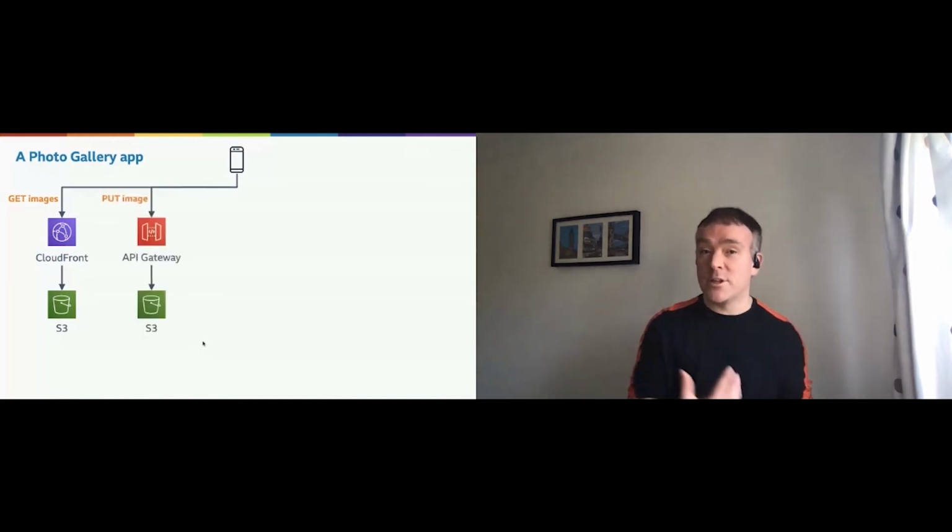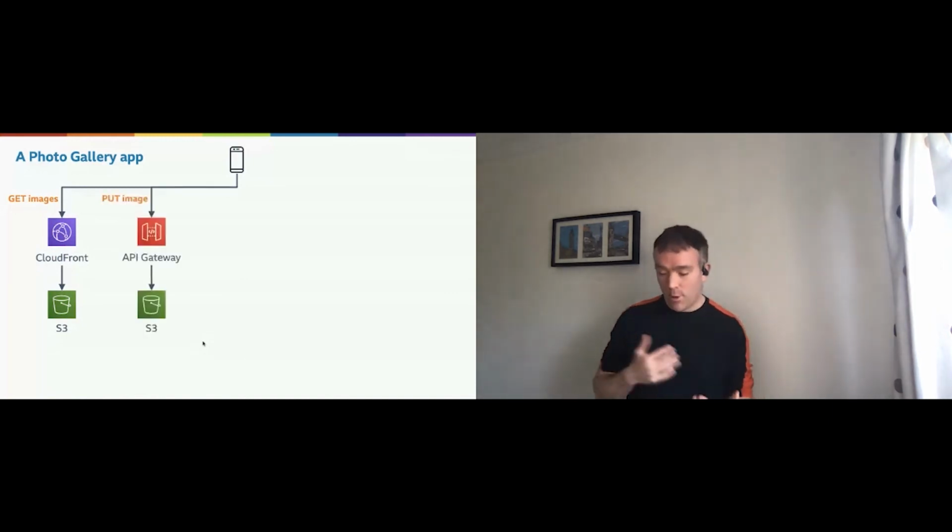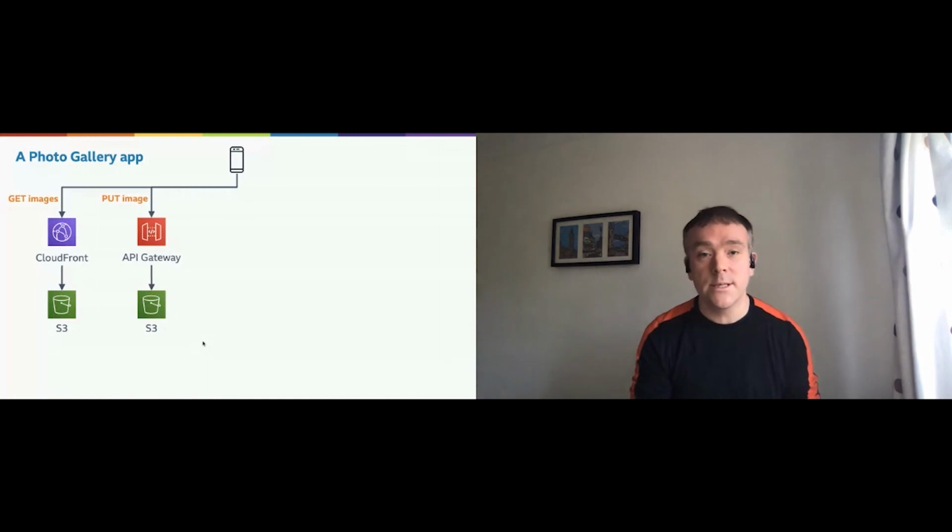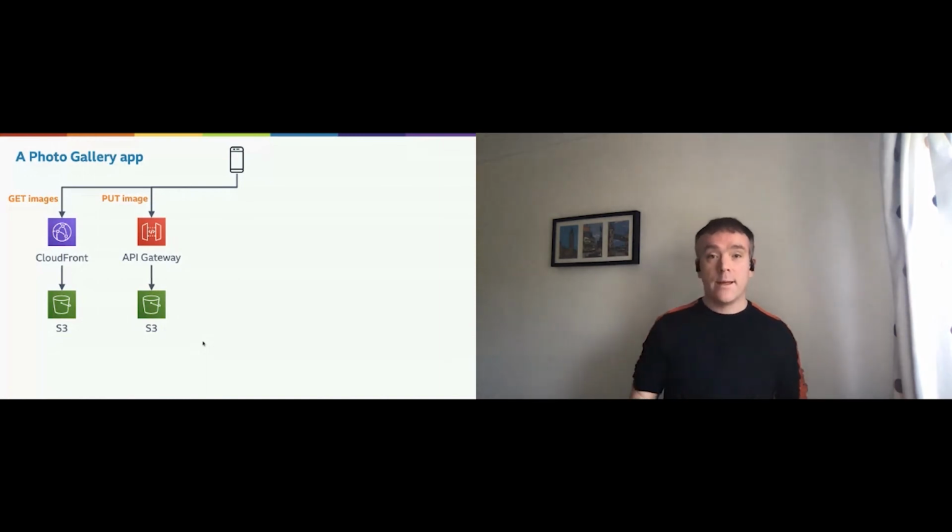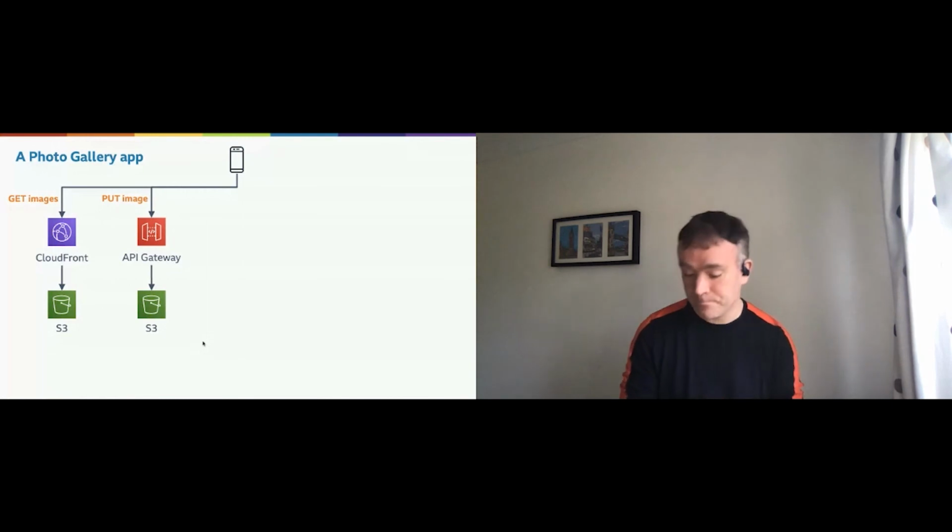Let's say we need to put some images up, right? So we need a way of letting people upload images. There's an API Gateway, which Amazon offers. Again, you don't need to write code for that to happen, and it can write straight to S3 when somebody puts something there. Again, no code required for that.